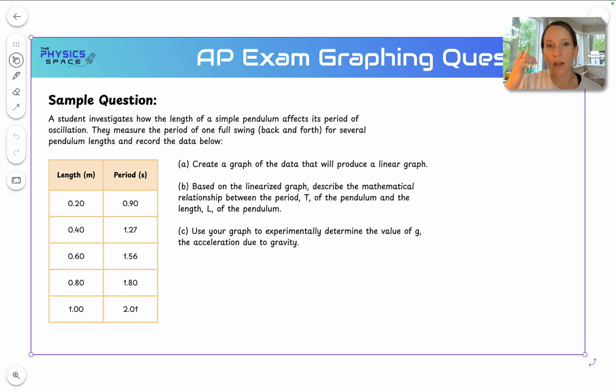So one thing I'll note here is this would not be an entire free response question. This might be one section of a single free response question dealing with just creating this graph and some of the stuff that comes along with it. But we're just going to focus on all of the graph related things.